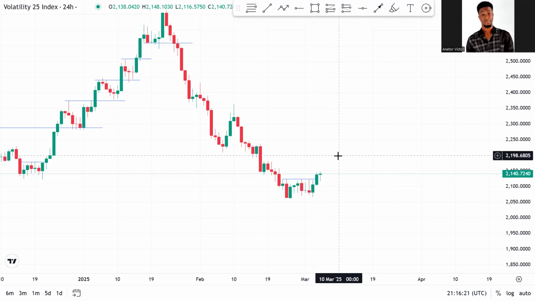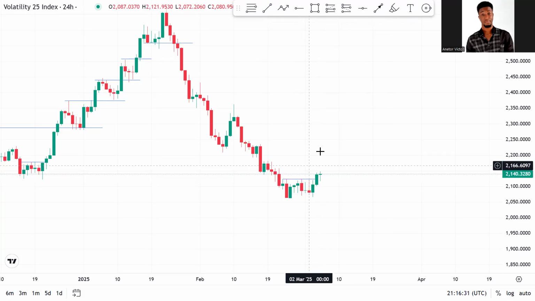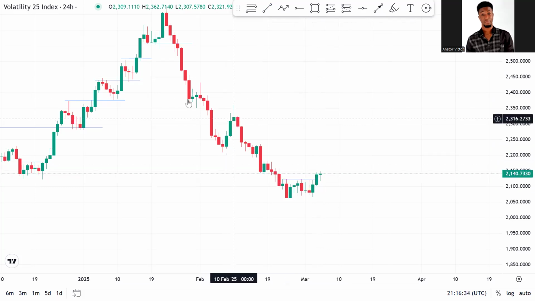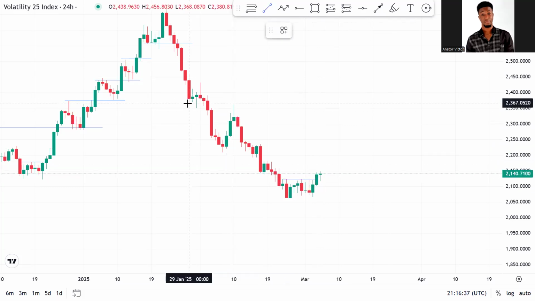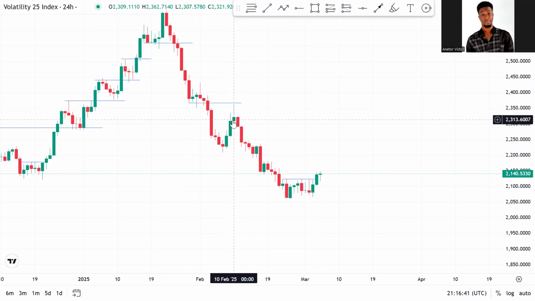So if you have these things on 5 minutes, 15 minutes, yes, it's valid. There are candlestick confirmations, but it is not as valid as when you see it on a daily or on 4 hours. Imagine you seeing this candle after it retested this particular resistance.